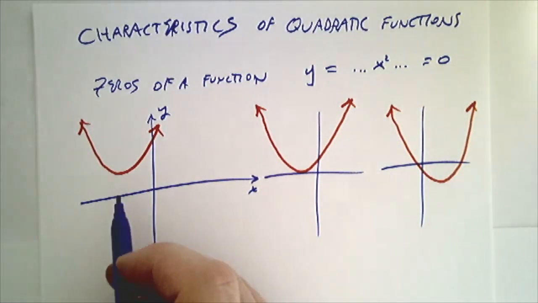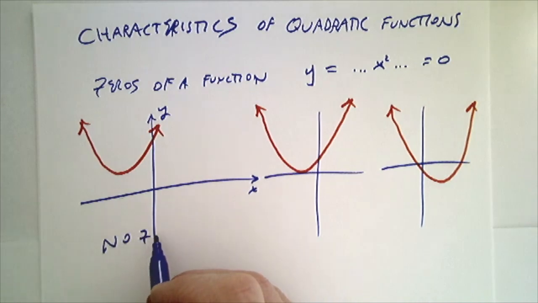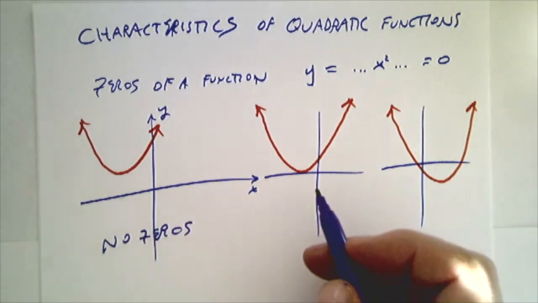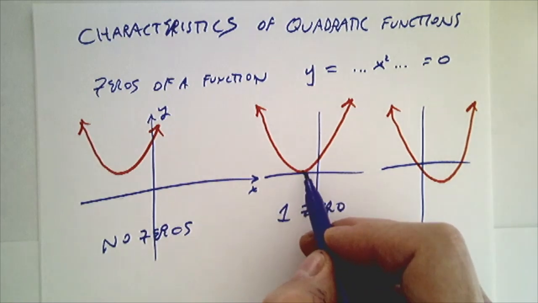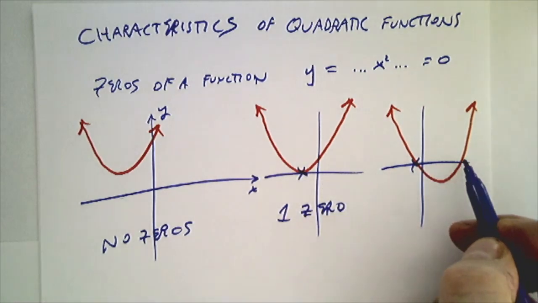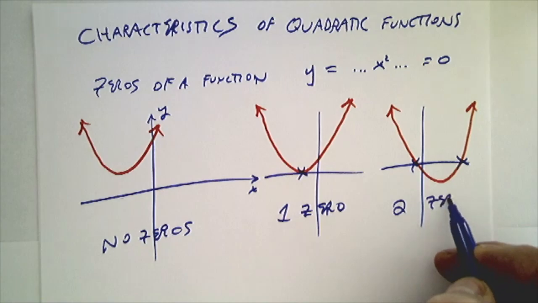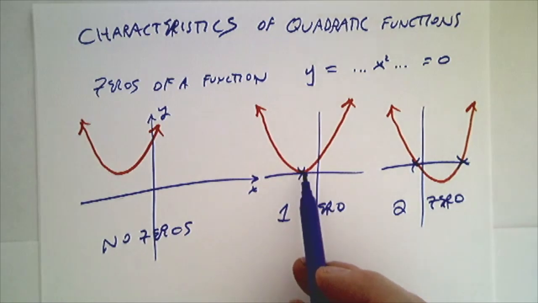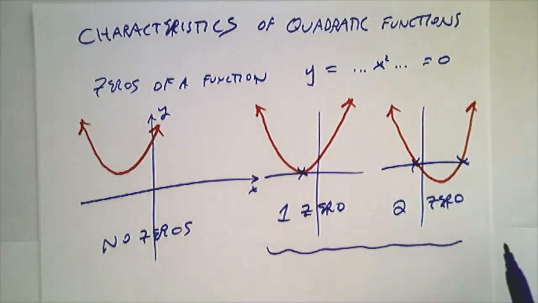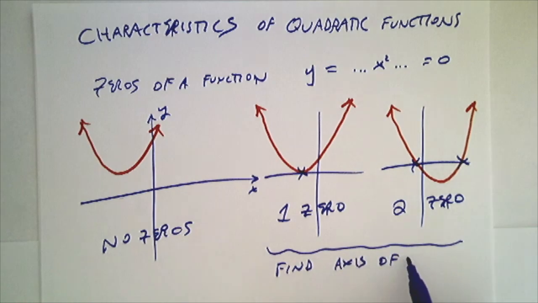So what we're looking at is no zeros. It did not cross. One zero: it did cross just once, just right here. And then here it crosses twice. This is 2 zeros. So based on this number of times it crosses, we can find some more information. We're going to find the axis of symmetry. We're going to abbreviate that AOS.